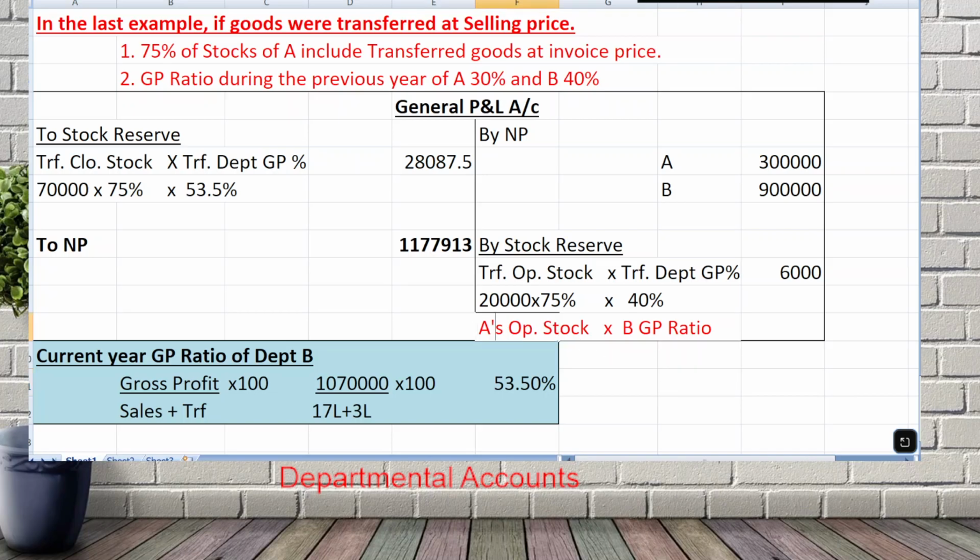Please note everything, because take receiving department stock into transferring department GP ratio. Stock is with A, but profit is charged by B. The closing stock of receiving department, only transferred goods, that into current year GP ratio. Why current year GP ratio? Because the goods are transferred in the current year. Closing stock is out of which one? Current year transfer.